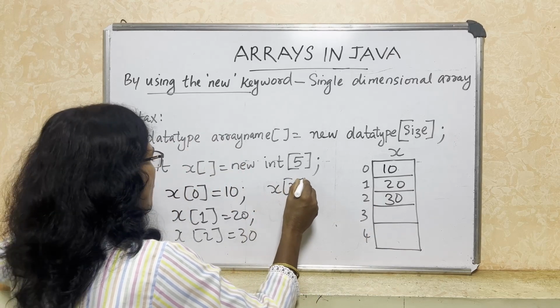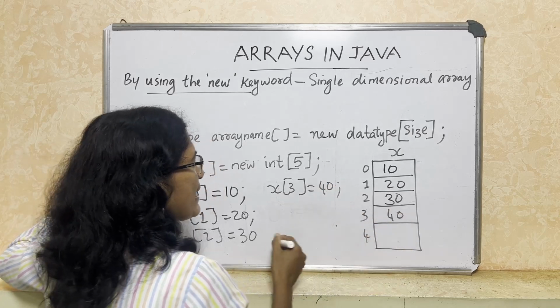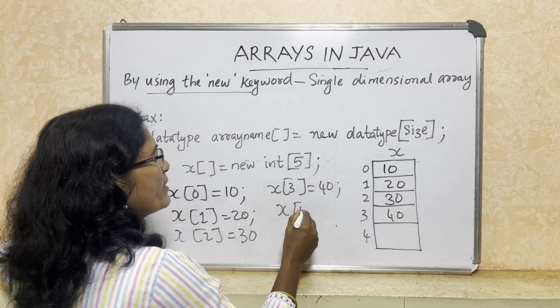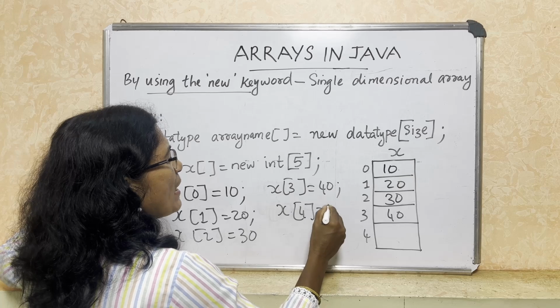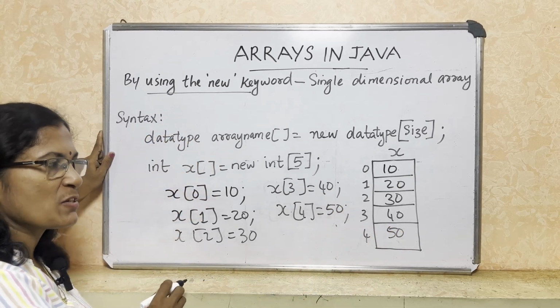x of 3 is equal to the next value, which is assigned here. x of 4 is equal to the last value. 50 is stored in the last storage location of the array.